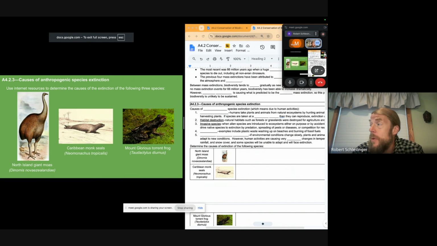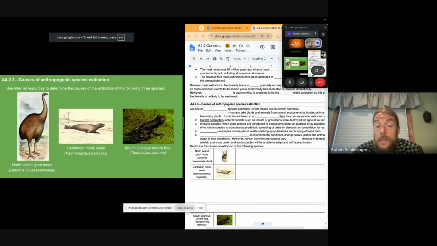So these moas were in New Zealand, right? And we think the Maori, the New Zealand people, were actually Polynesian. So they were Pacific Islanders who came. I guess they would have come east and settled New Zealand, right? And so this is thousands of years ago, right?